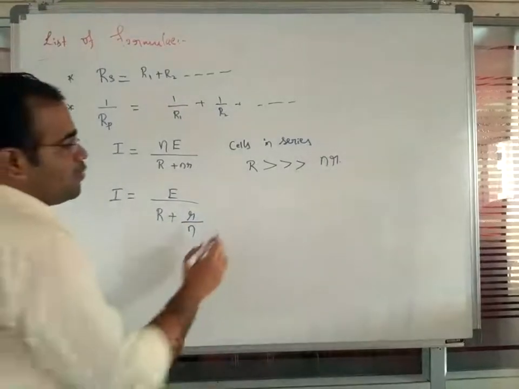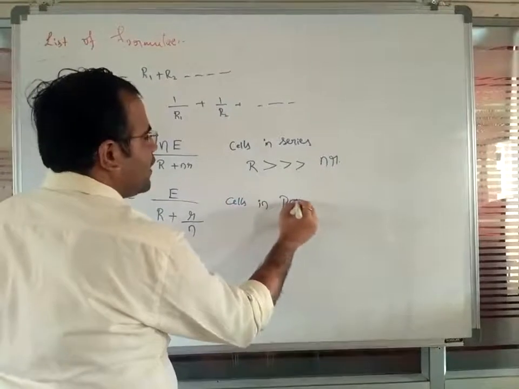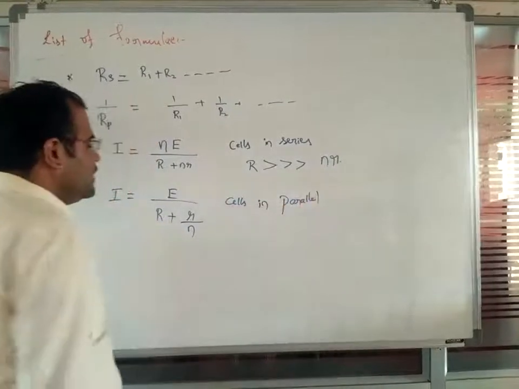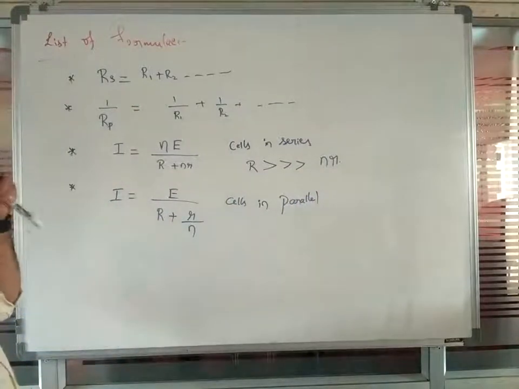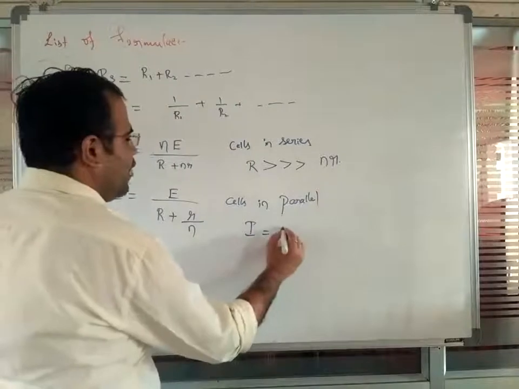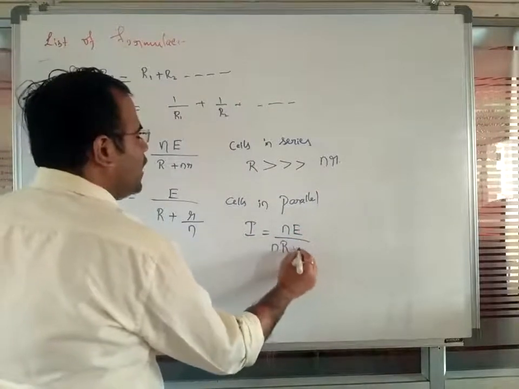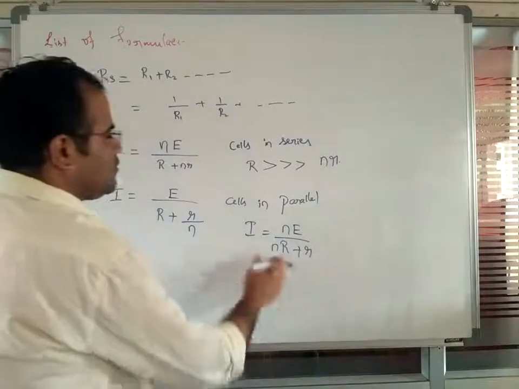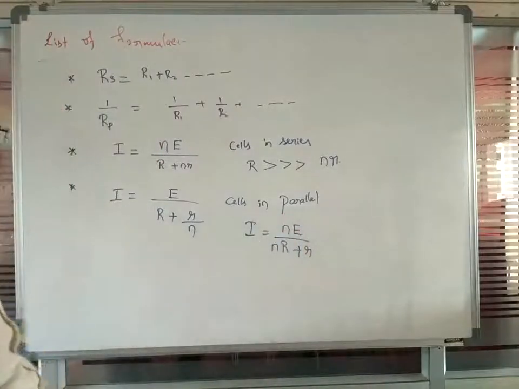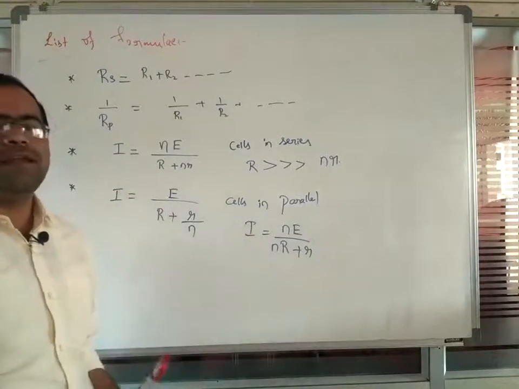Now whenever the cells are in parallel, we are going to observe this equation. The same equation you can write in another format like this: I is equal to N into E divided by N into capital R plus small r. We just alter the terms here. So this is about the condition when the cells are in parallel.